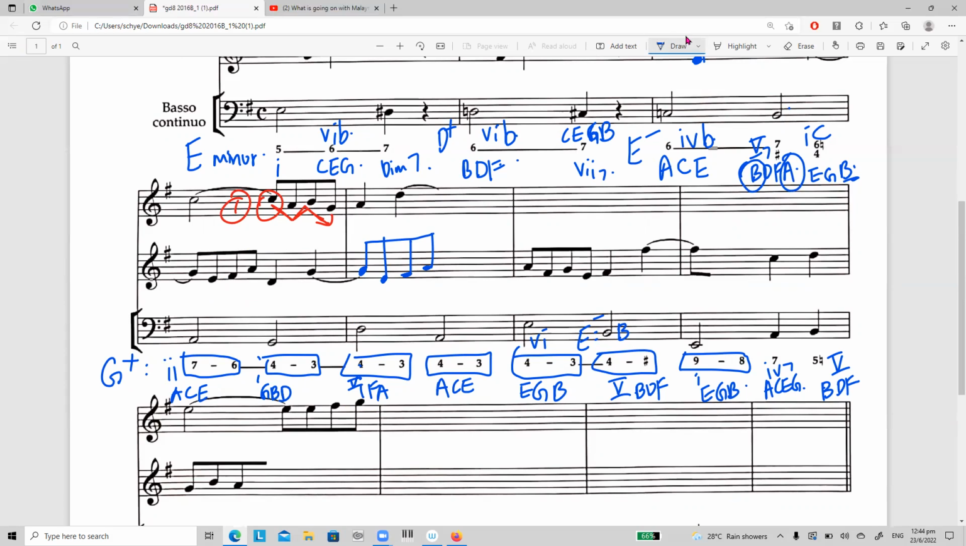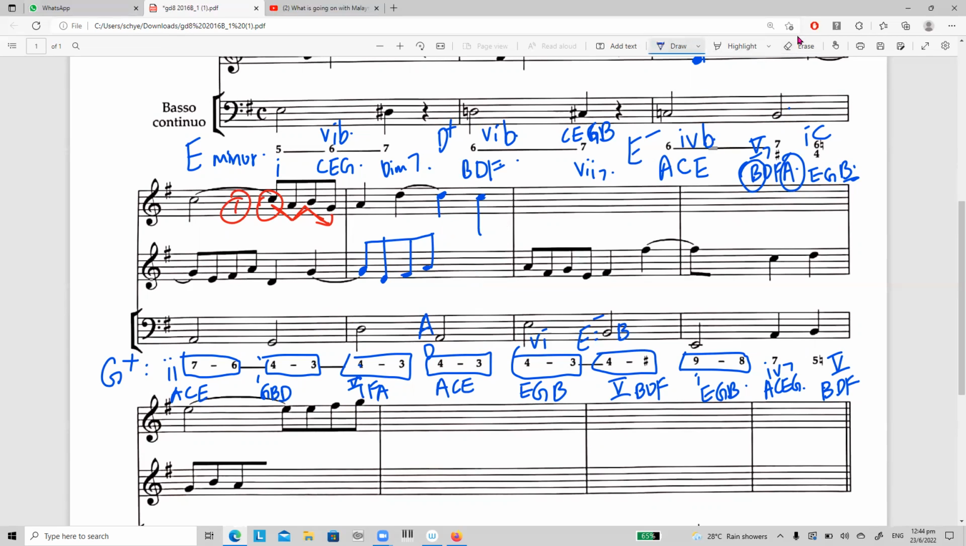And next one, here you have another suspension. So let's settle the suspension first. This A count 4 step is D. So the suspension number 4 is here, D. And then third note here, from A count 3 step is C. Okay, so 4/3 suspension is settled. Let's fill in the notes in between.